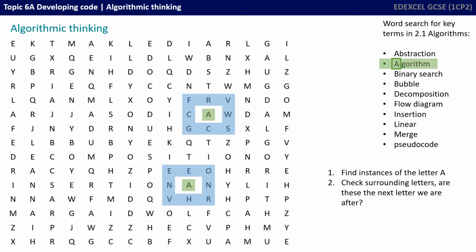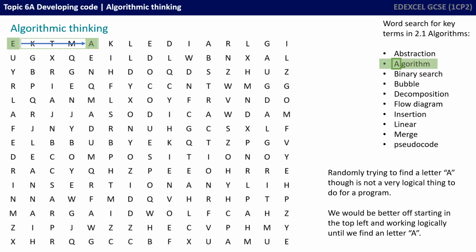But we need a bit more of a logical approach. Once we find the letter we need, we then need to look at all the other letters that are around it and see if any of those letters are the second letter of our word. And if they are, then we need to follow that path to see if we can find any more letters. So we're beginning to find an algorithmic approach to solving the problem of a word search. However, it's still not the most efficient approach.